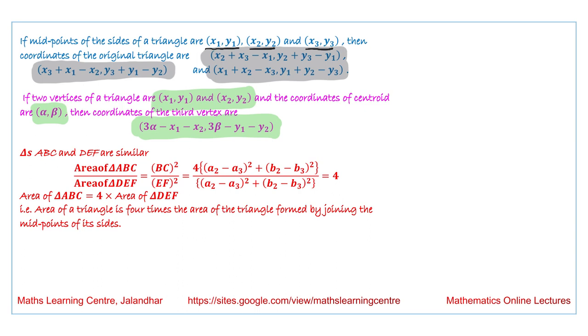And the third result we can obtain from this is that the two triangles ABC and DEF are similar to each other. We are talking about the larger and the smaller triangle. And if we calculate the area of triangle ABC divided by area of triangle DEF, and we substitute the values of these lengths, we obtain that this ratio is 4. So the area of the triangle ABC is 4 times the area of triangle DEF. That is, the area of a triangle is 4 times the area of the triangle formed by joining the midpoints of its sides.